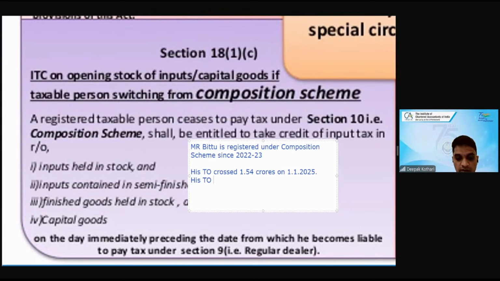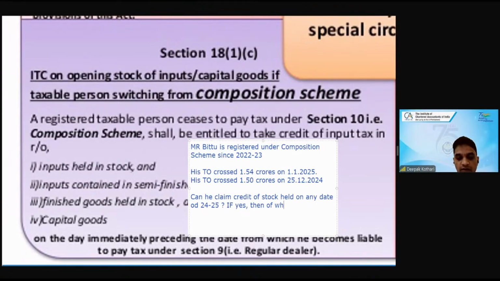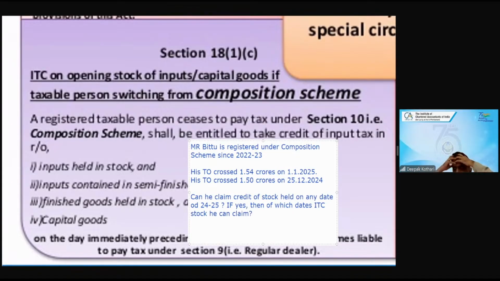And this turnover of 1.5 crores was crossed on 25th December 2024. Okay. So can you claim credit of stock held on any date of 2024-25? If yes, then of which date stock, ITC on stock? Tell me.